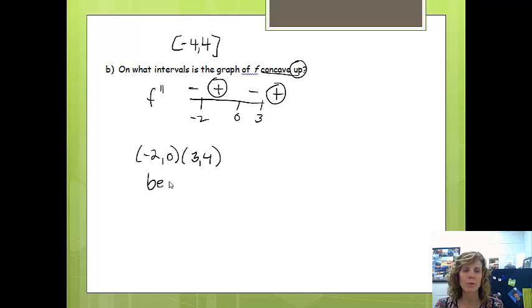And then I do need a justification, so a because statement: because my f double prime chart showed me that my f double prime was positive. So all we have to say is because f double prime is positive.